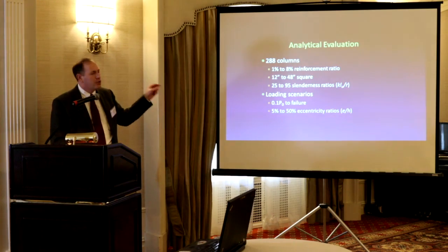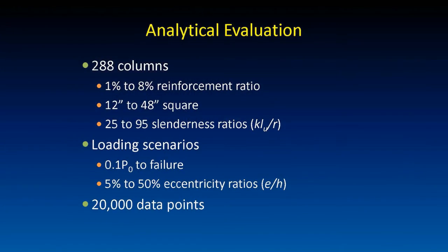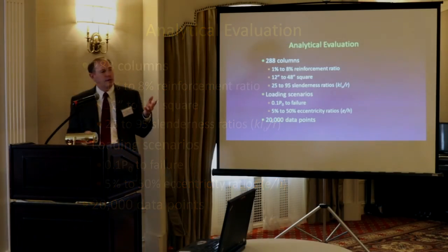We had load scenarios. We started at 0.1 of the axial at P0, the actual capacity of the column, and took it all the way up to failure. We also looked at eccentricities all the way from 5 to 50%. 50%, I think, is a beam. I mean, it's a huge eccentricity. This was 20,000 data points. We ran 20,000 essentially columns and simulated those tests.